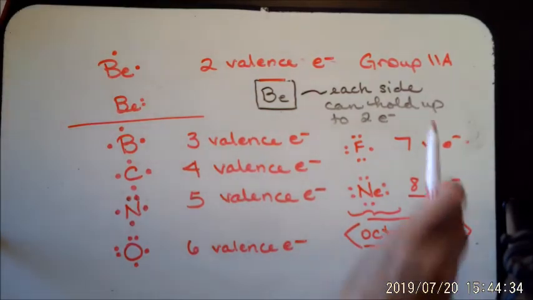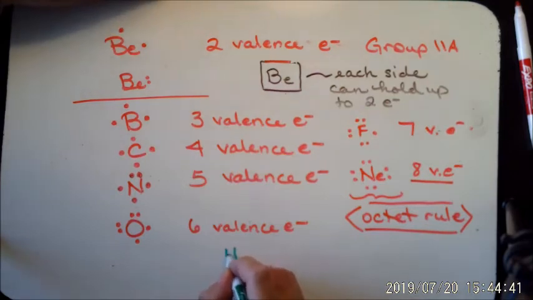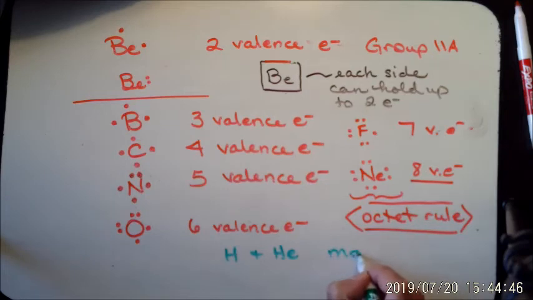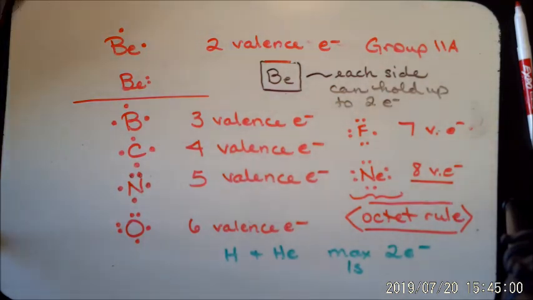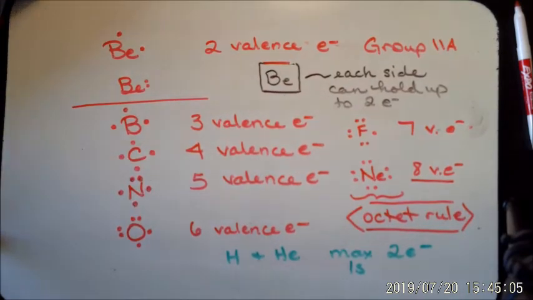So don't forget, for hydrogen and helium, this maxes out at 2 electrons because they only have a 1s orbital. After that, rows 2 on, you're going to have s and p. You'll include d and f later on, but you have s and p, and those will be your valence orbitals. Okay, and so that's why we have an octet rule.